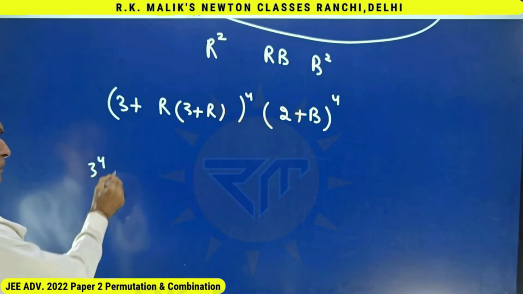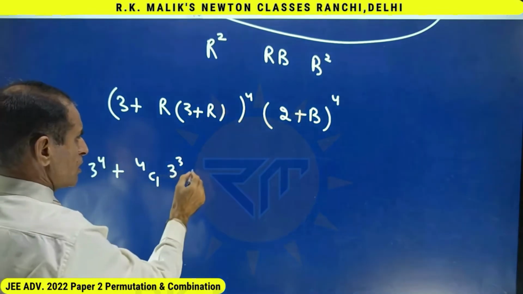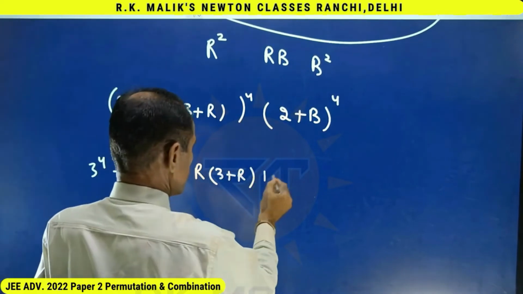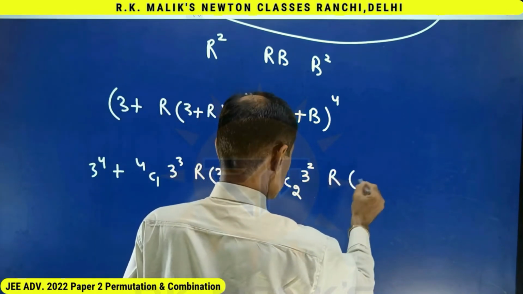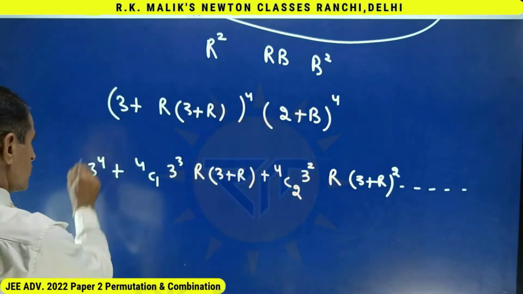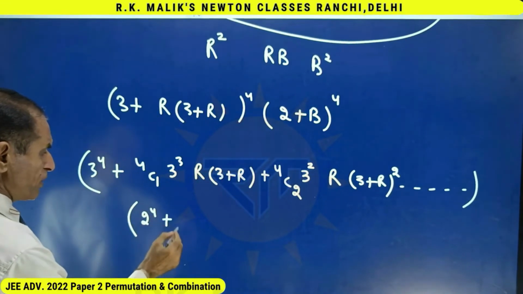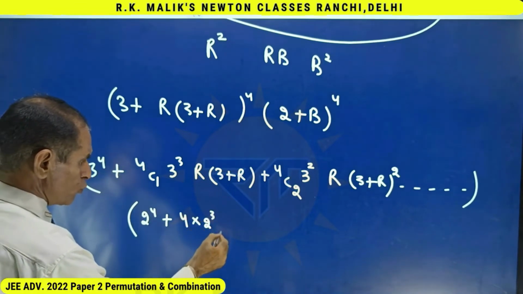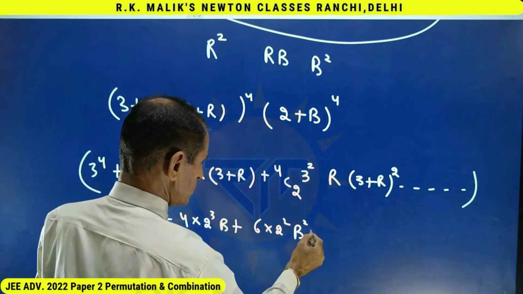This is equal to 3 to the power 4 plus 4C1 3 cube into r into (3 plus r) plus 4C2 3 square into r into (3 plus r) whole square, and 2 to the power 4 plus 4 into 2 cube into b plus 6 into 2 square into b square.